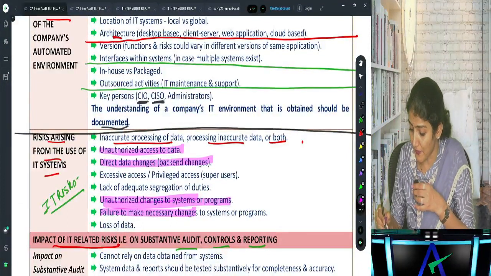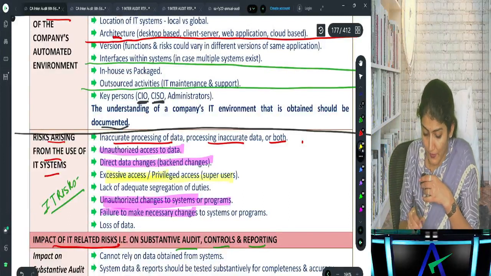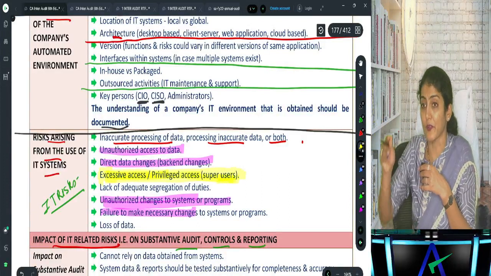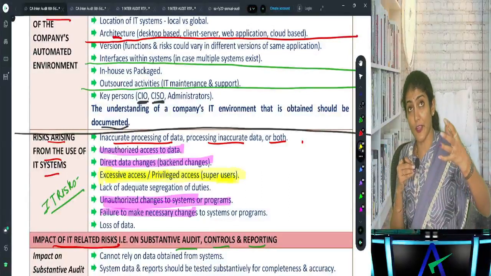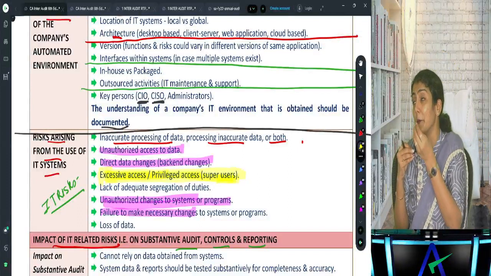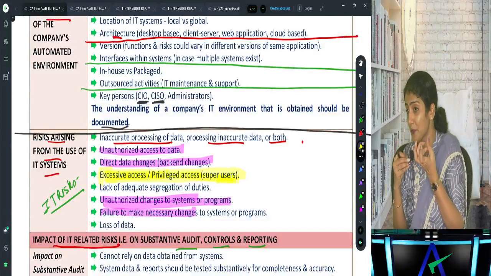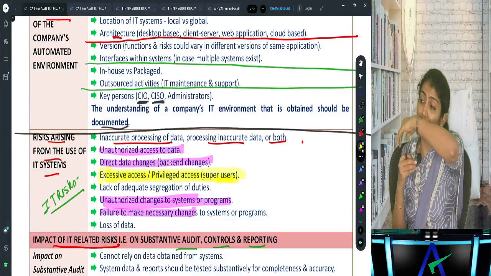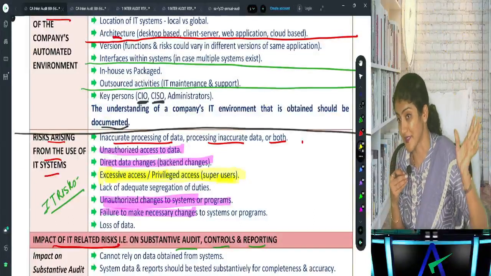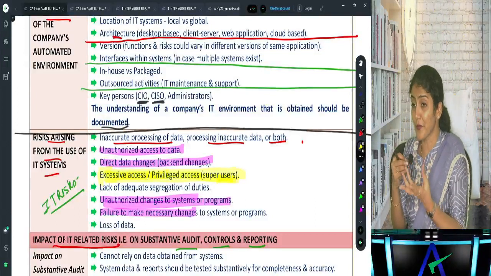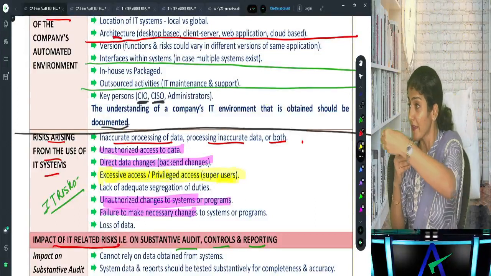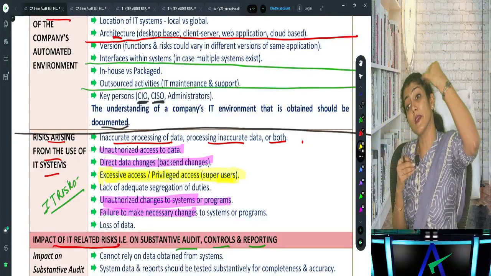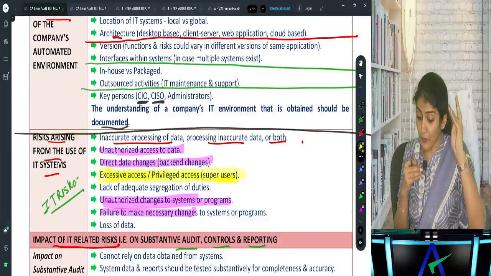Then access privilege, that is super user access. A super user, like the CEO of the company, has a backdoor entry into the system. They have a very high power of user ID and password. With that user ID and password, they can access any part of the system, and they can pass an accounting entry in any part of the system. You understand? Purchase manager user ID, he can only pass purchase entry. Sales manager user ID, he can only pass sales entry. But CEO user ID, he can pass entry in any part of the system. Right? So super user access.